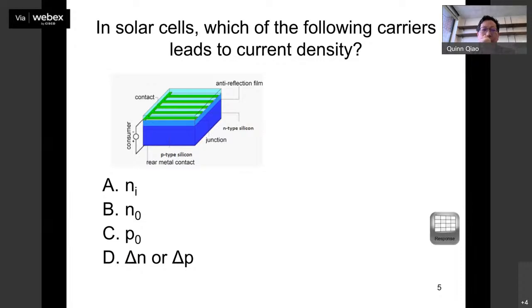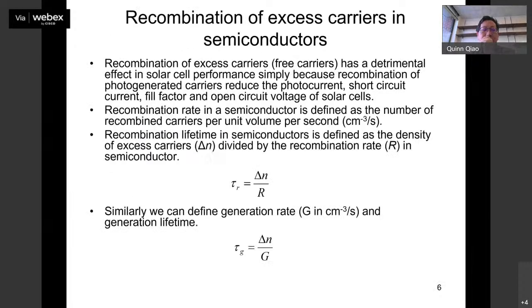I'm not going to talk about this in detail because we have very limited time to cover a lot of concepts here. Here shows the recombination.